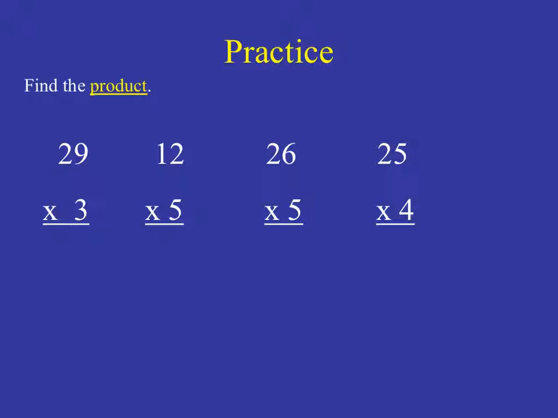So just like we did earlier, we're going to multiply the ones place together. 9 times 3 is 27. 7 goes at the bottom. I'm going to regroup the 2. Then I'm going to multiply the tens place at the top by the ones place at the bottom. 2 times 3 is 6, plus 2 is 8.